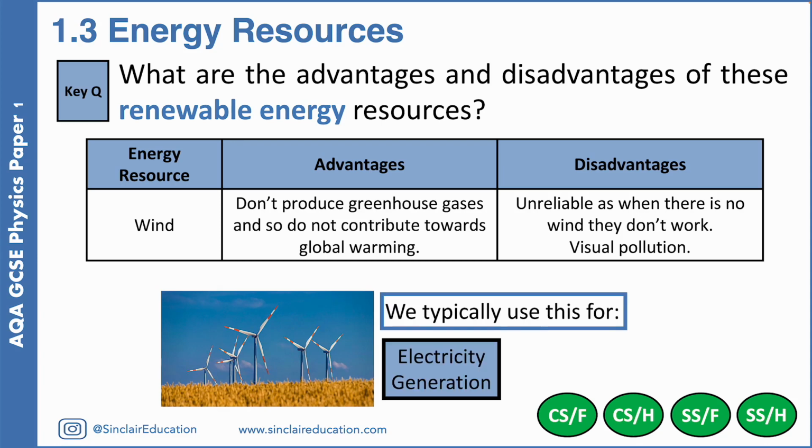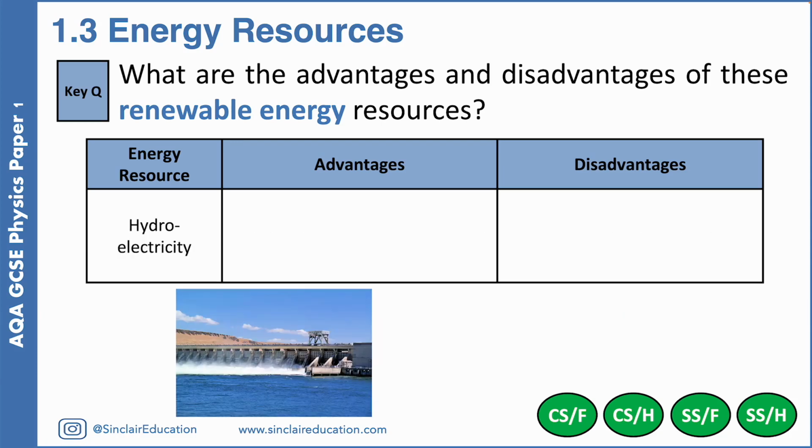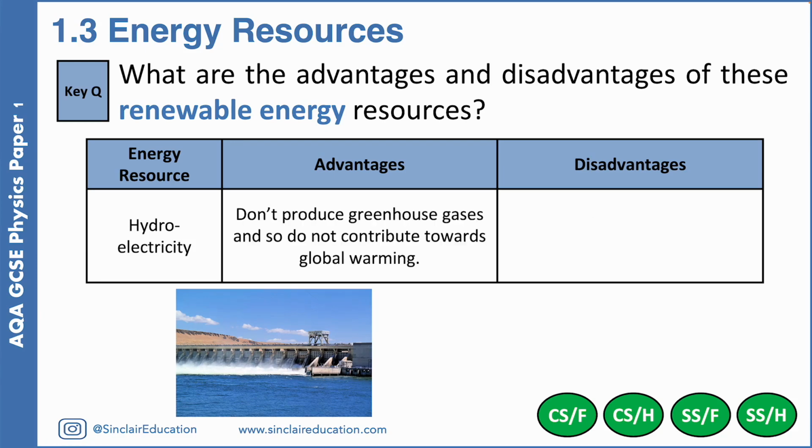We typically use wind for electricity generation, and this can feed into the national grid. We also have hydroelectricity. Now again, as an advantage, this is renewable, but it also, like our other renewables, is not producing greenhouse gases, and so will not contribute in any way towards global warming. You'll start to notice a bit of a theme with some of these.